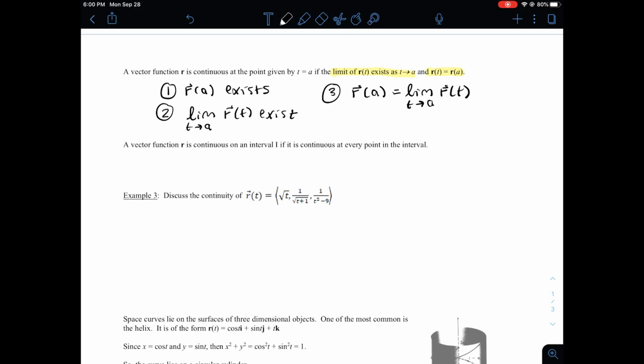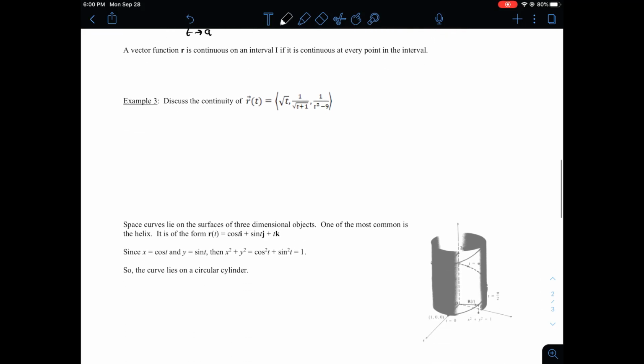And again, a vector is continuous on the interval if it's continuous at every point, meaning you can't exclude anything. So, for example, if we were to discuss the continuity, that means where is this function continuous? Okay, it will be continuous on the domain. So just where it is defined, excluding the discontinuities, I guess is what we're trying to say here.